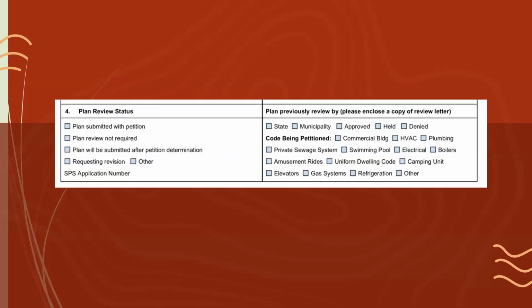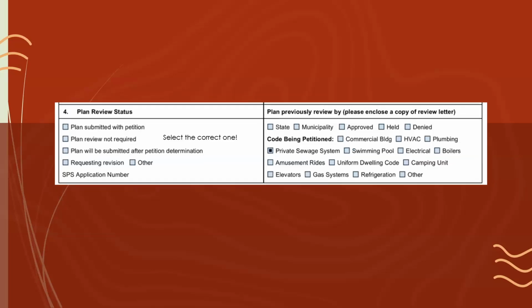And the next section is plan review status, and if there's a previously reviewed plan. So here you would just select the correct one, right? If you're submitting a plan review at the same time, you're going to want to check that box. Sometimes we see that a new system is going in, it needs a petition, they're going at the same time. And then you're going to want to select which code is being petitioned. For POWTS, it's private sewage systems. Or if there's a previously reviewed plan or something like that, you'll include that information.